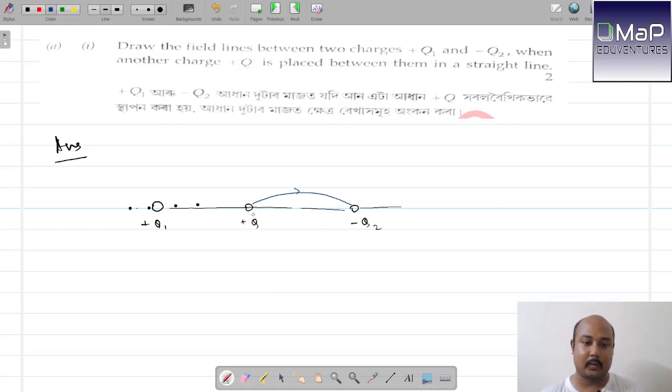Electric field lines always start from a positive charge and end in a negative charge.